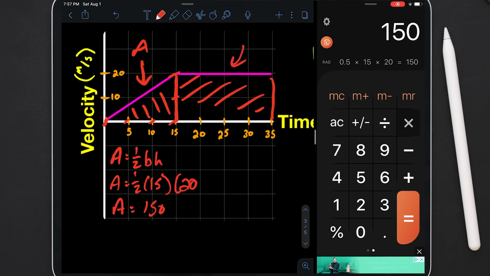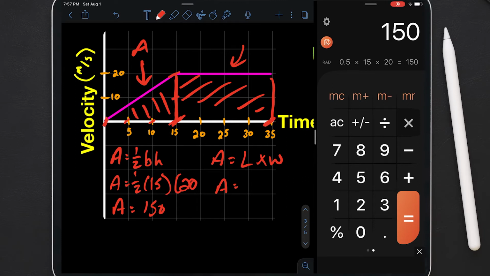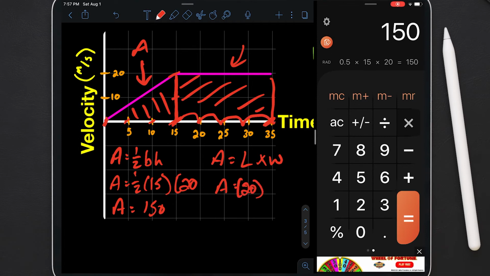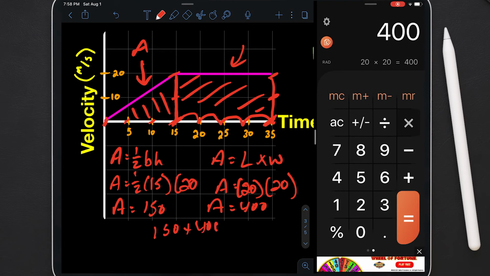And then let's find the area for this rectangle here. The area for a rectangle is length times width. So let's say our length, well, it starts at 15 and it goes to 35. So that's 5, 10, 15, 20. So our length is 20, and our width, we're going to say that's the height going up here. So that's 0 to 10 to 20. So 20 times 20, we know that's 400, right? 20 times 20 equals 400. So area equals 400. So 150 plus 400 is equal to 550.